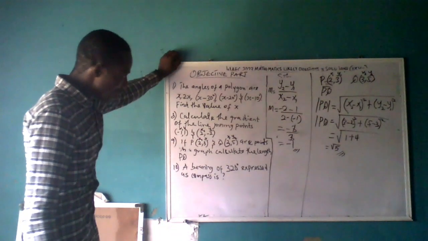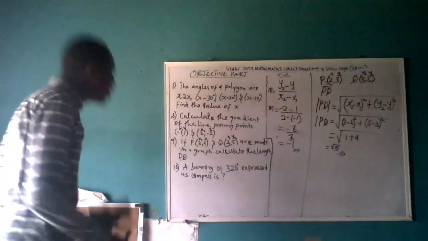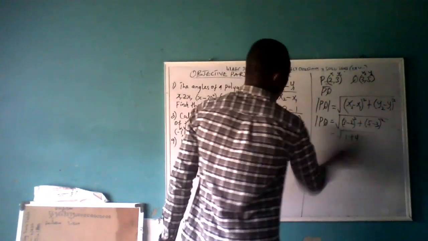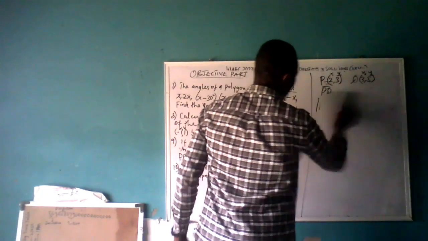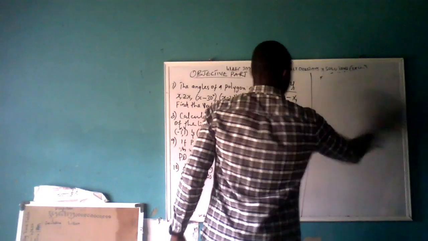All right. Now let's go to question number 10, which is the last question of this video that we're going to take care of. We are told to express a bearing of 320 degrees as a compass bearing. How do we express it as a compass bearing?